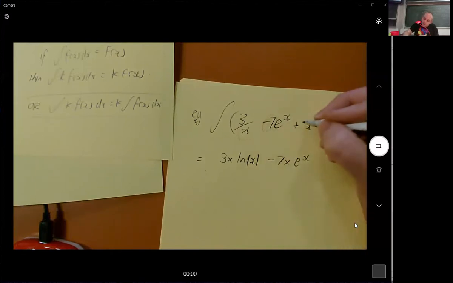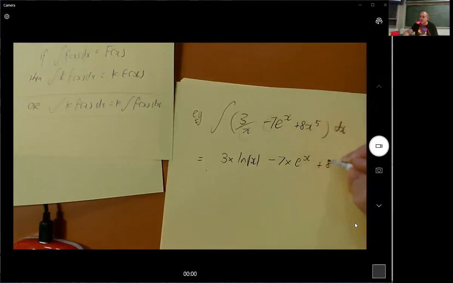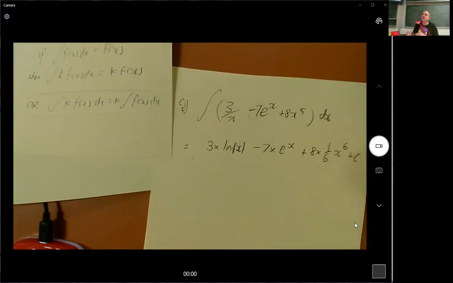And can I put a number here just to make it completely clear what's going on? This 8 is multiplied on, so it will still be multiplied on afterwards. And then I'll put the exponent up by 1, and I will divide by the new exponent. And then technically a nice plus c at the end.